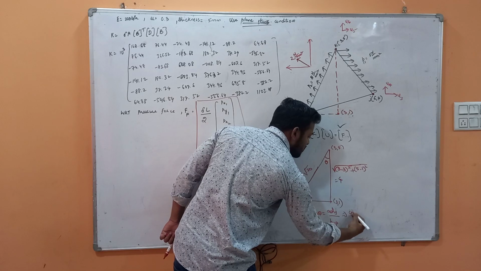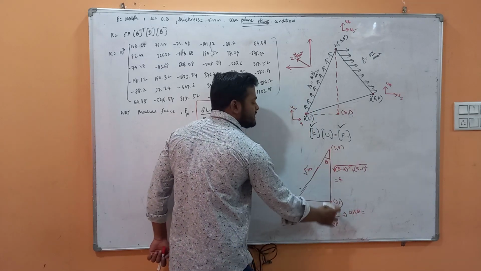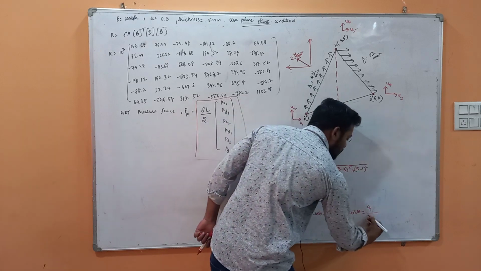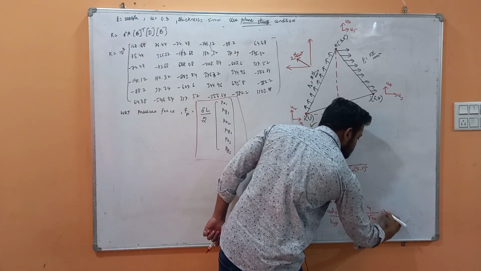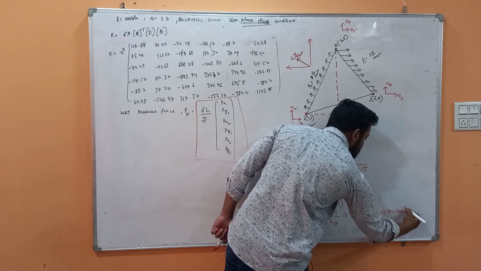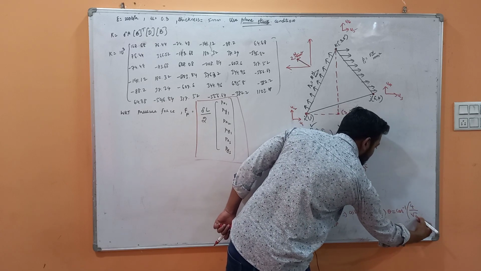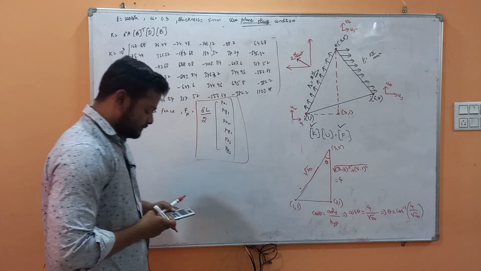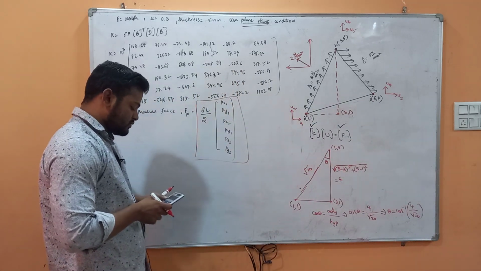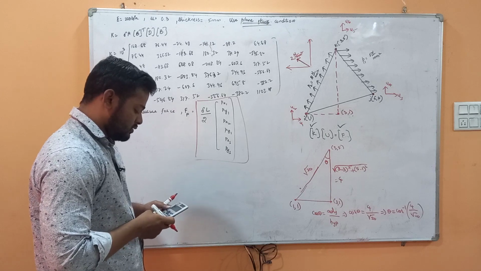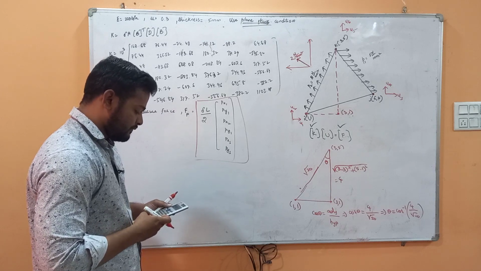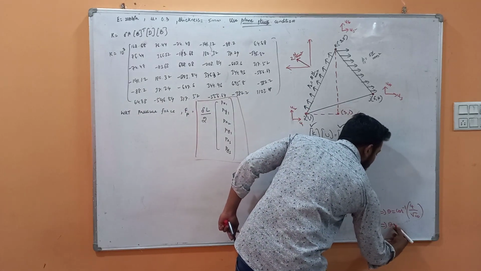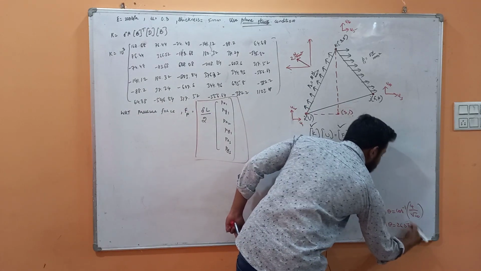So this implies cos theta is equal to the adjacent side, which is 4, over the hypotenuse, which is root 20. So theta is equal to cos inverse of 4 by root 20. We can find this value in the calculator. Cos inverse of 4 by root 20 is 26.56. So theta is equal to 26.56.